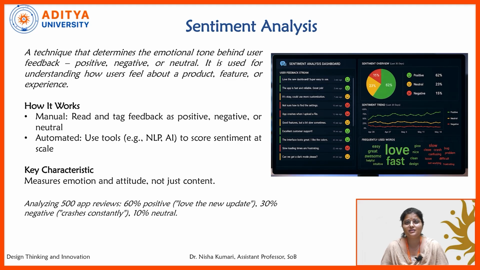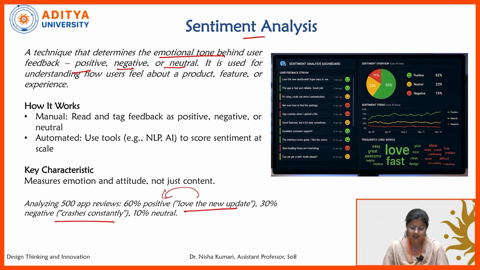Then the second one is sentiment analysis. In sentiment analysis, what is happening? Based on the emotional tone of the users, we understand their feedback in three categories: first positive, then negative and neutral. For example, someone says, I love the new update that has been done in this app. By listening to that sentence, or by the way they say it, we can understand that it's a positive statement.